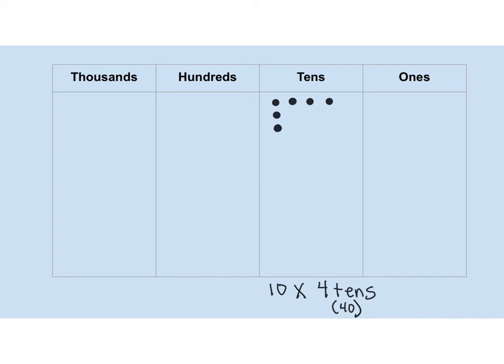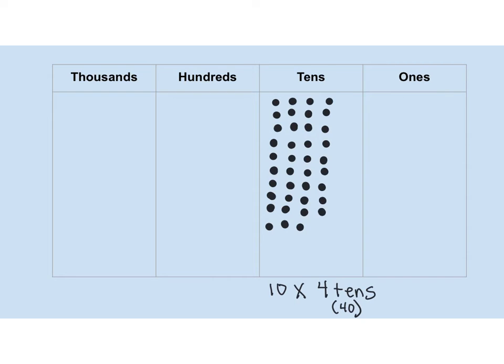1, 2, 3, 4, 5, 6, 7, 8, 9, 10. Look how long this is taking me. I have this 10 times. 1, 2, 3, 4, 5, 6, 7, 8, 9. 1, 2, 3, 4, 5, 6, 7, 8, 9, 10. And again. So that takes a long time, right?